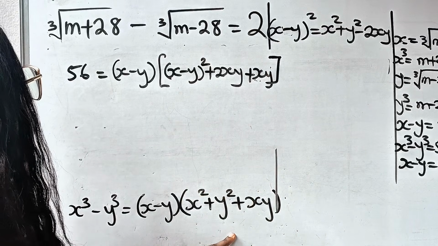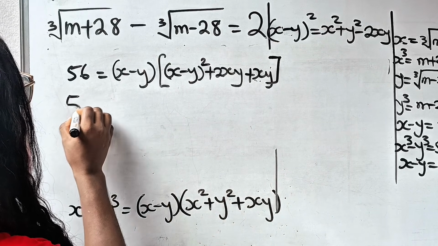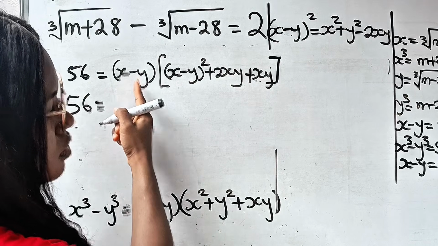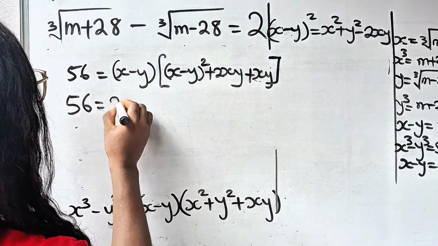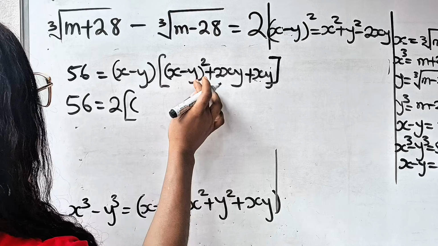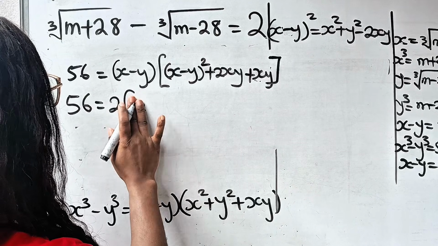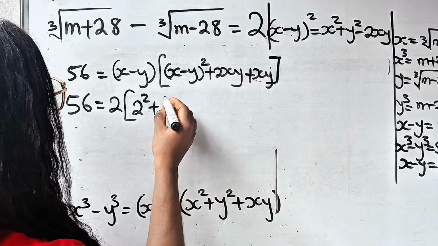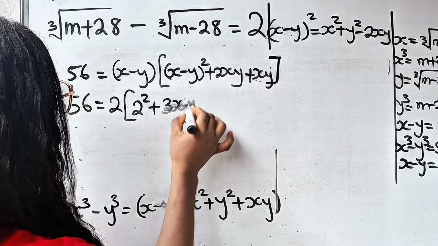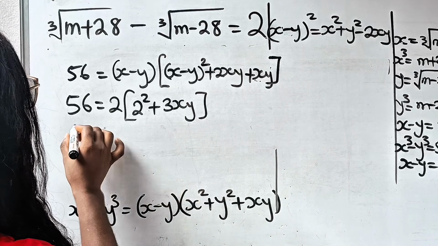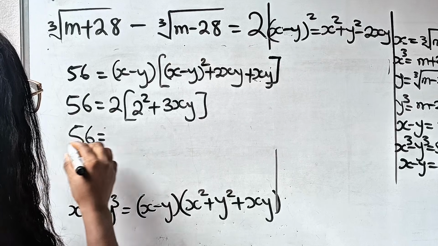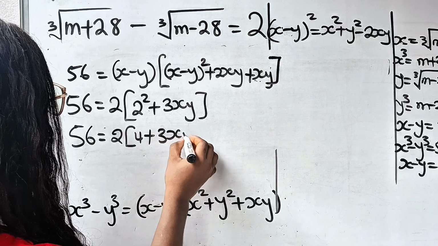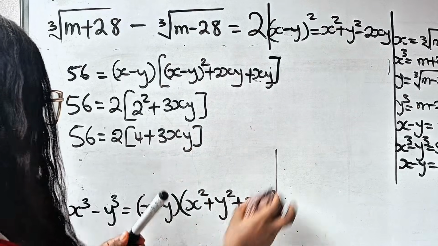All right. Now, moving forward, we have 56 is equal to, now remember that our x minus y is 2. So we have 2 here, into (x minus y) squared, that is 2 squared, plus 2xy plus xy is 3xy. So we have 56 is equal to 2 into 4 plus 3xy.